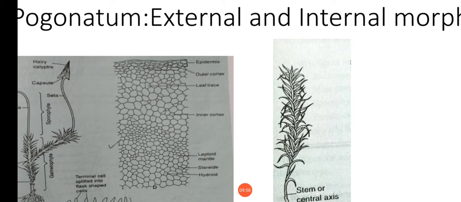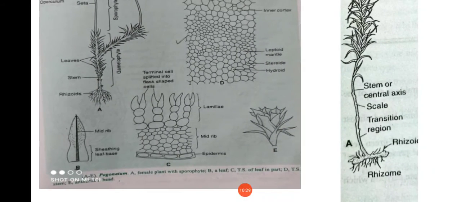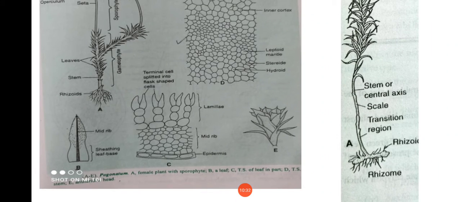And the leaf portion. Here, the leaf is green in color, and the transverse section of the leaf shows two parts. You can see figure C. It is green in color and is divided into two parts.